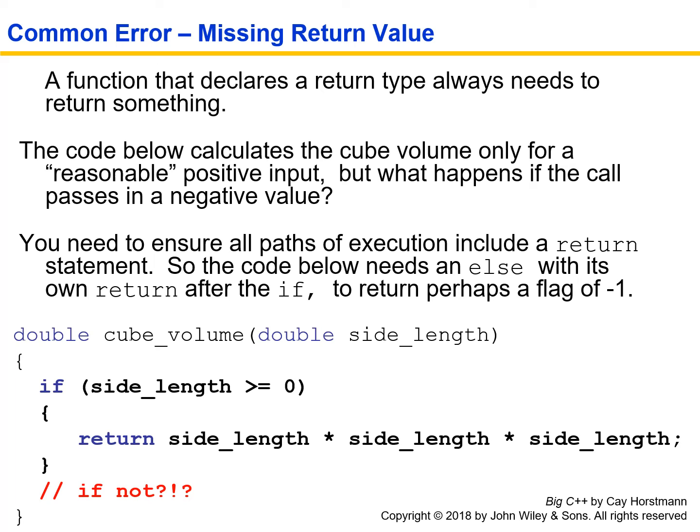A common error, however, is to have an if statement in your function that returns something, but what about if not? What is returned if side length is not greater than or equal to 0? In this case, there would not be something that would return, and that would cause an error in your program. I'm not sure in C++ if that would be a compiler error or a runtime error, but it would certainly be an error.